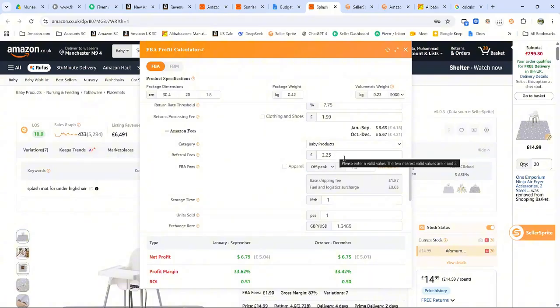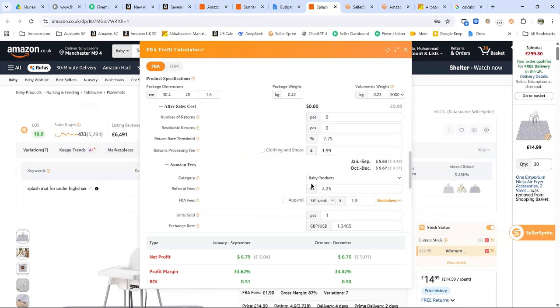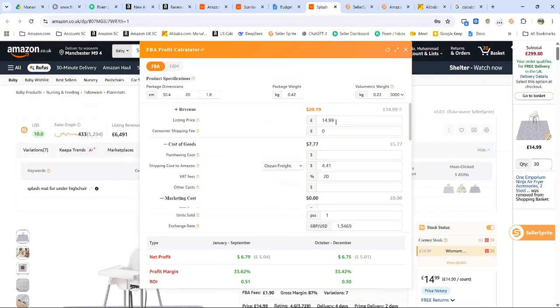Okay, so the referral fee is 2.25. The FBA fee is 1.9. So the total is almost 3.3, 4.3. So the total is 4.3. Okay, so 4.3 out of 15 is under 30%. So it's okay to go and further research this product.